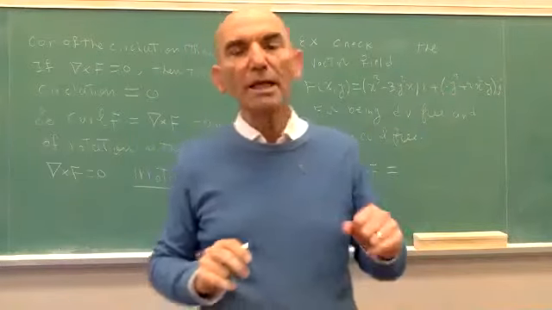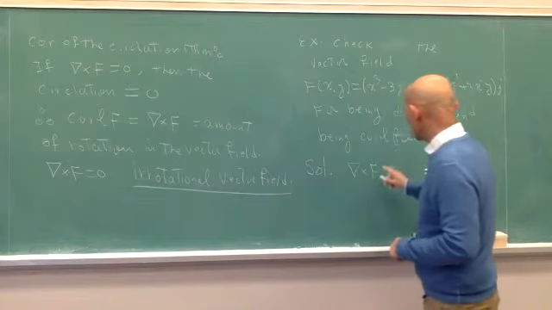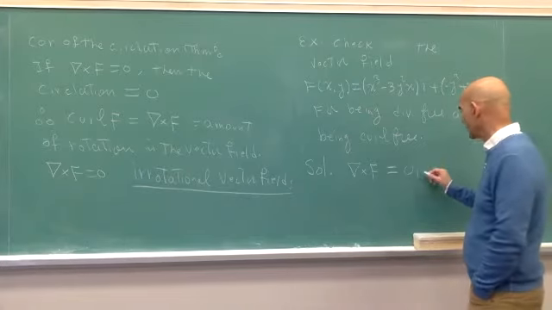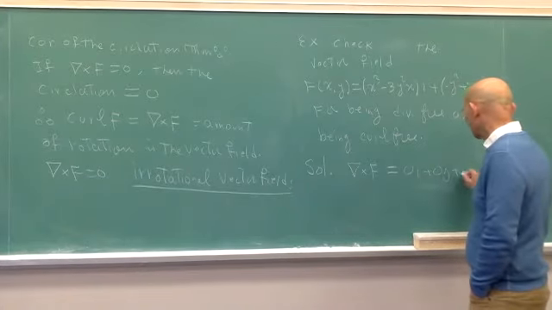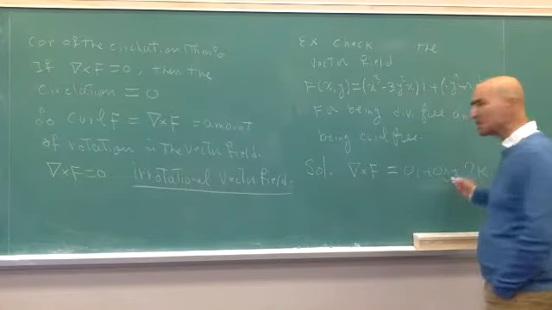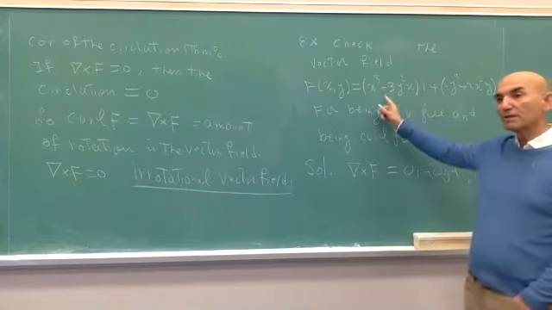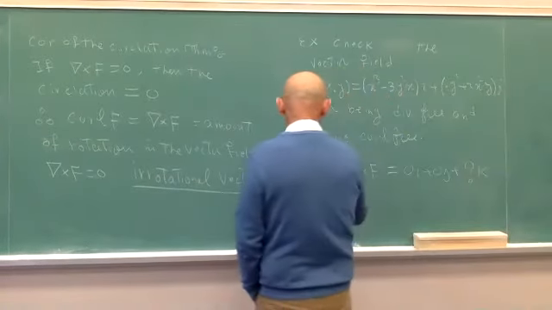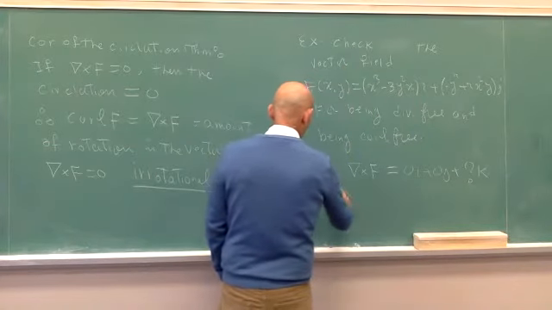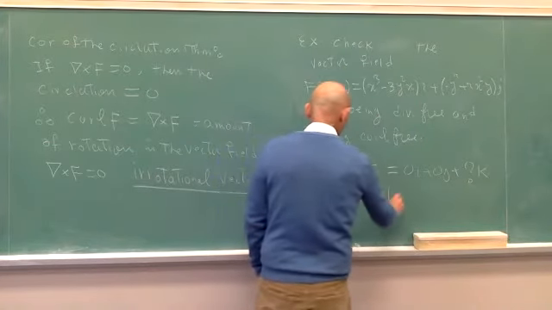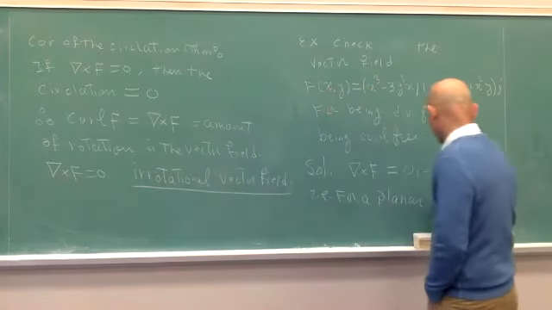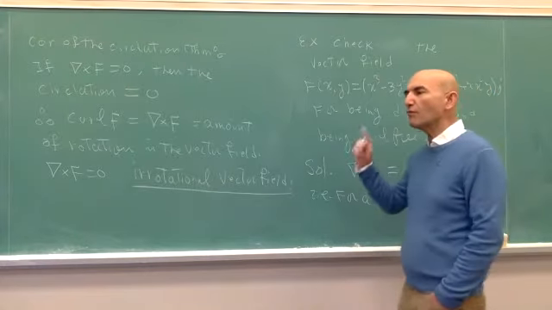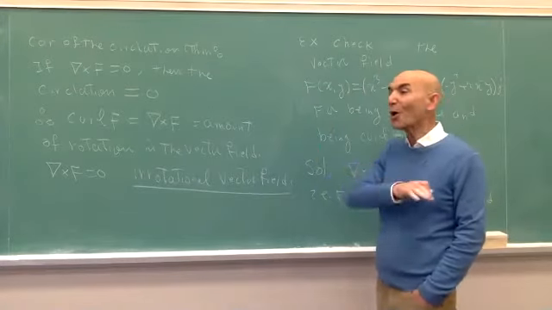So indeed, no matter what, this is going to be 0i. I didn't check it, but I'll tell you it's going to be 0i plus 0j plus something times k. This is the general form of vector fields that are planar. So in other words, for a planar vector field, the curl is always along the z-axis, and has no xy component.